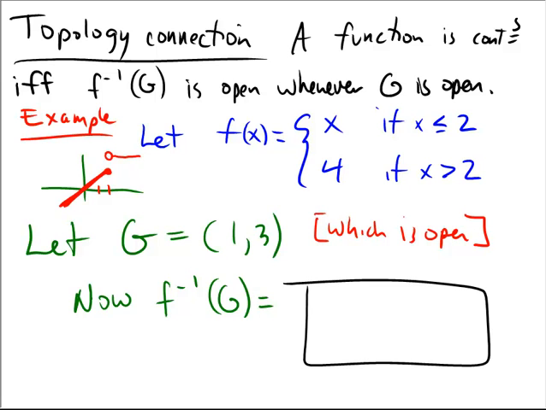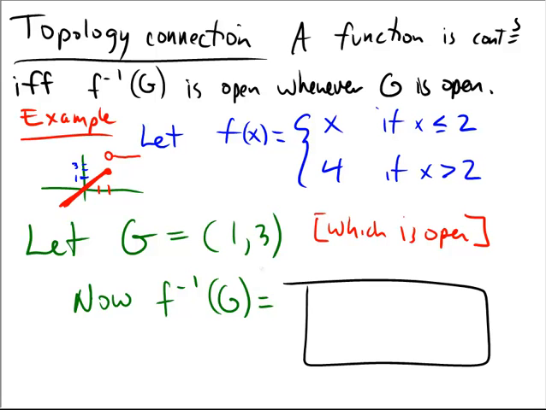Consider the set G to be the interval from 1 to 3. So let G be the interval from 1 to 3. So that means we want the inverse image of G, so we have to be on this axis. So there's 1, there's 2, and there's 3. And also notice that (1, 3) is an open set, right? (1, 3) is certainly open.